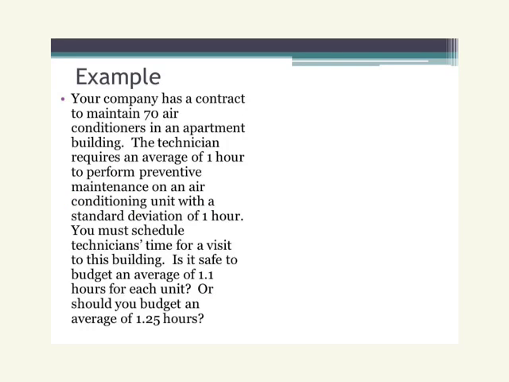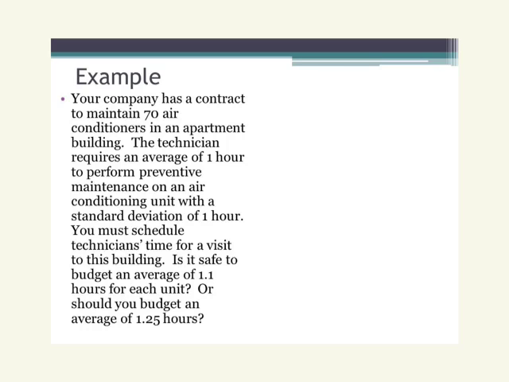It says your company has a contract to maintain 70 air conditioners in an apartment building. The technician requires an average of 1 hour to perform preventative maintenance on an air conditioning unit with a standard deviation of 1 hour. You must schedule a technician's time for a visit to this building. Is it safe to budget an average of 1.1 hours for each unit, or should you budget an average of 1.25 hours?